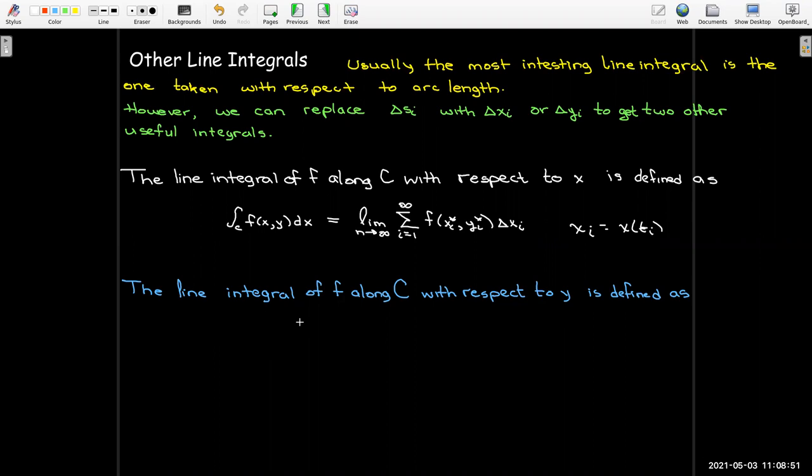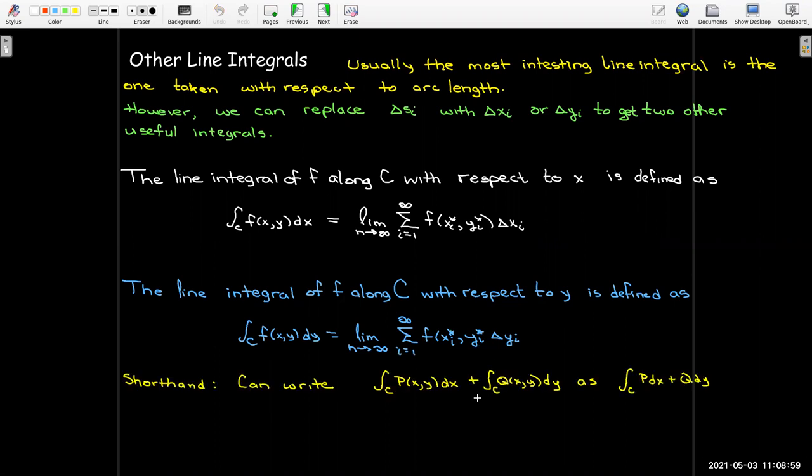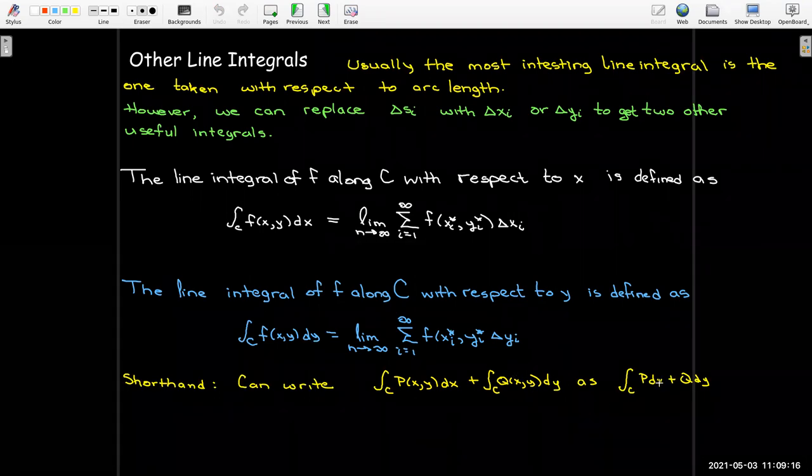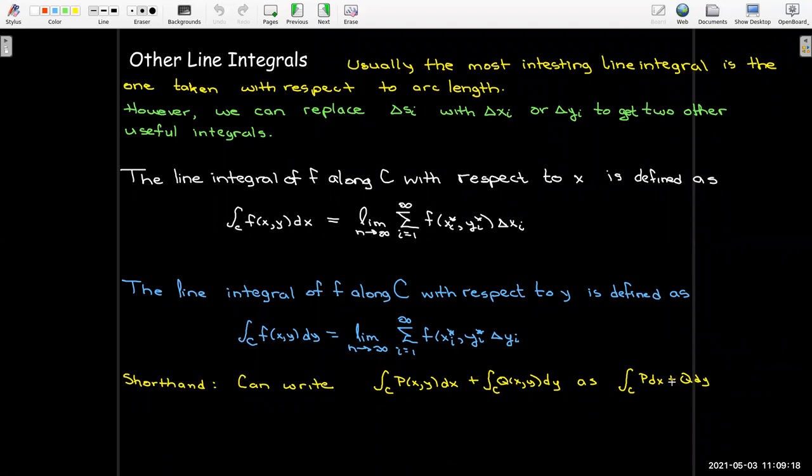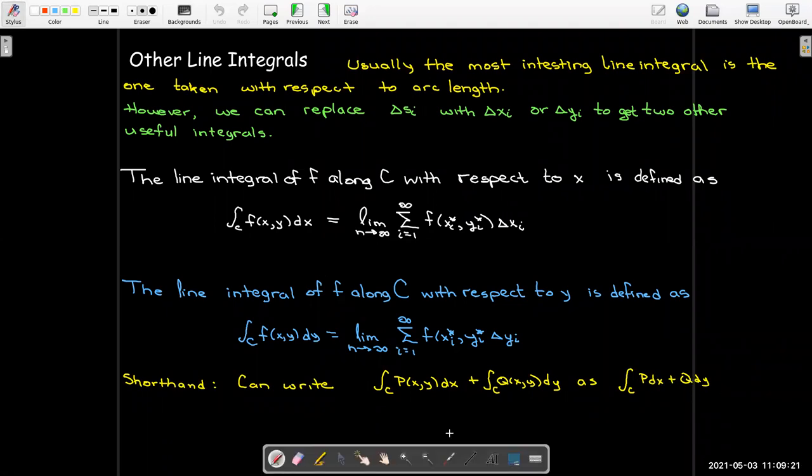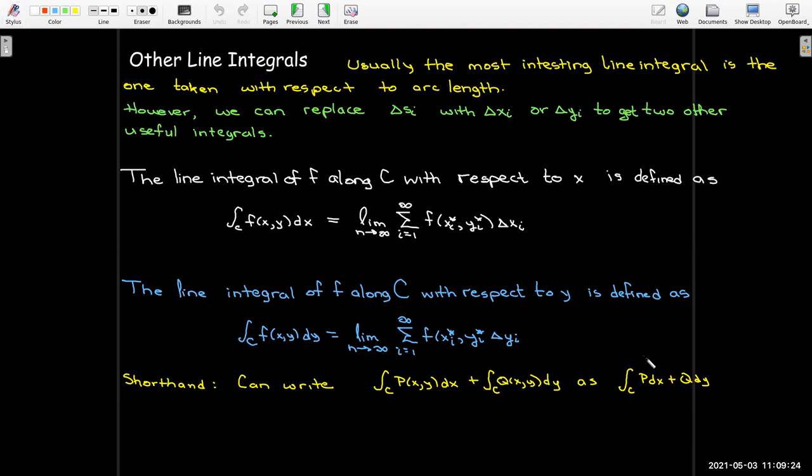And the line integral along C with respect to y is defined in a similar way. We have our delta y. And if I want to take the sum of two line integrals, one, say, against the component function P with dx, and the other against the component function Q with dy, we just write that together using two of the differentials there. So dx and dy with only one integral sign. It's just a shorthand notation.